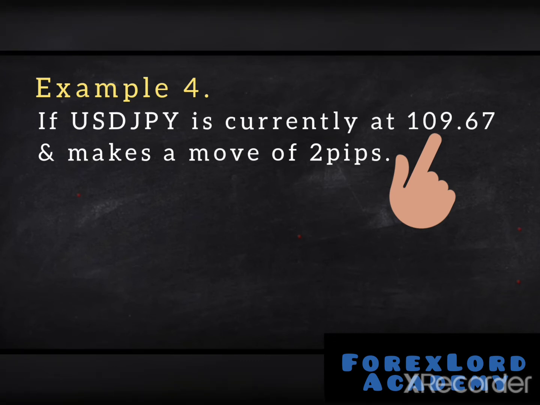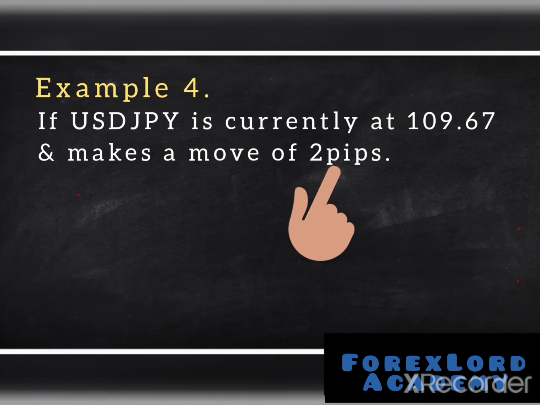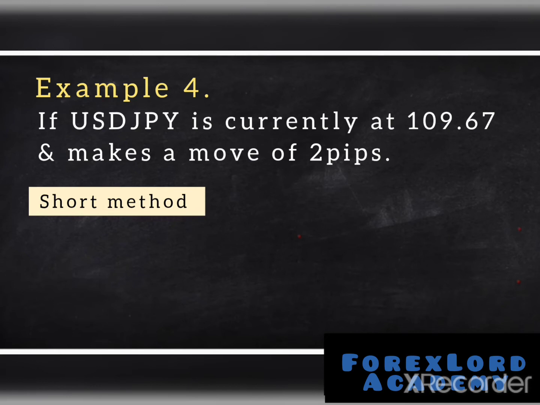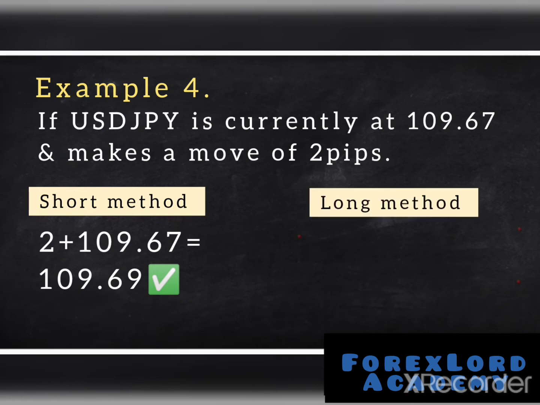Now, if the USD JPY pair has a current value of 109.67 and it makes a move of 2 pips, what will be the new value? Shortcut, let's do it. You simply take 2 and add to 67, and the new answer will be 109.69. Simple, beautiful, right? Now, let's go to the long method.